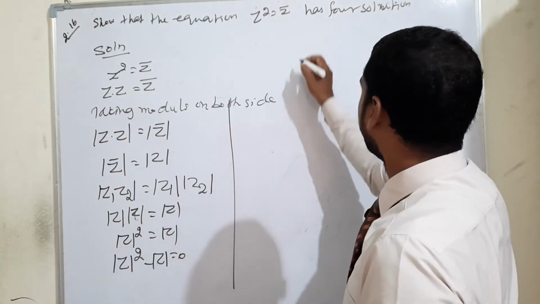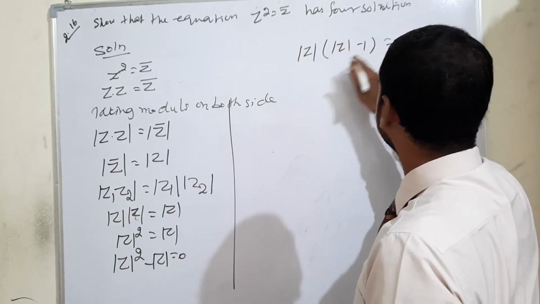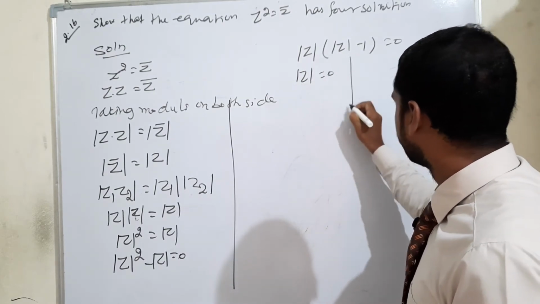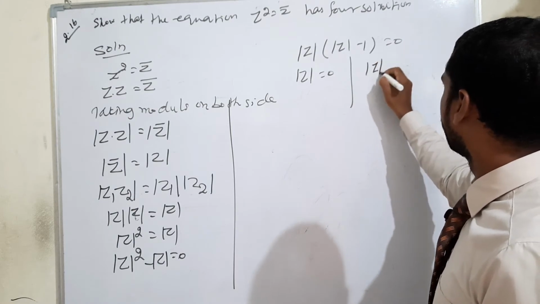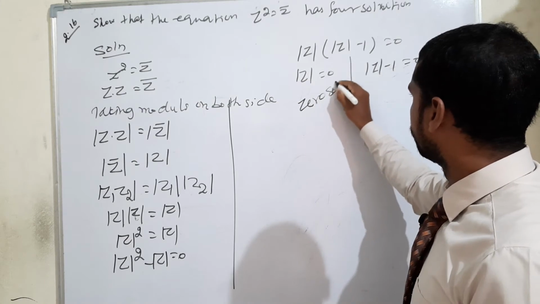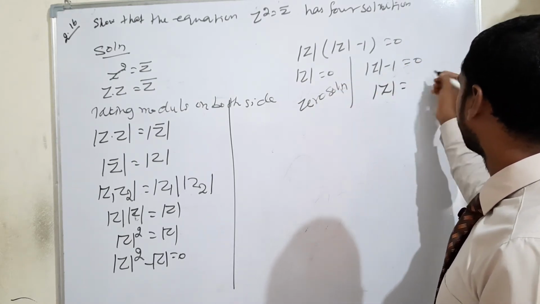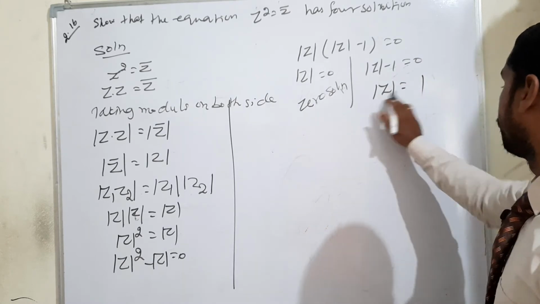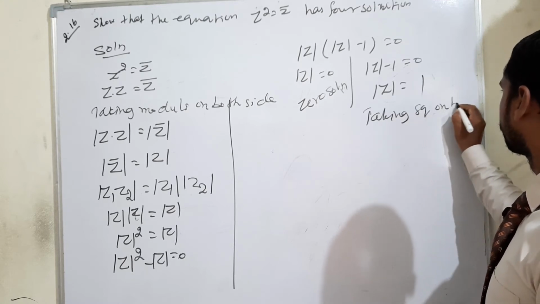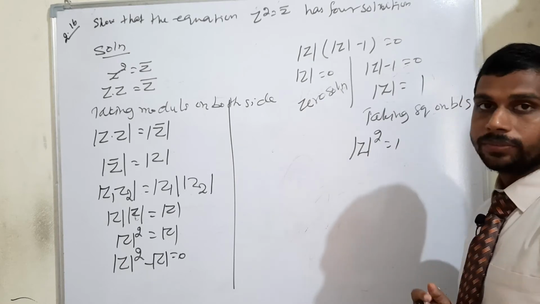Modulus of Z taking common outside, means inside modulus of Z minus 1 is equal to 0. These are two factors. If you take the factors separately, modulus of Z is equal to 0, one factor. Then another one, modulus of Z minus 1 is equal to 0. This is the zero solution, isn't it? This is called the zero solution. The next one, modulus of Z is equal to 1, bring out opposite side means positive 1. Again taking square on both sides, what will happen? Taking square on both sides, modulus of Z square is equal to 1 square, means the value will be 1.